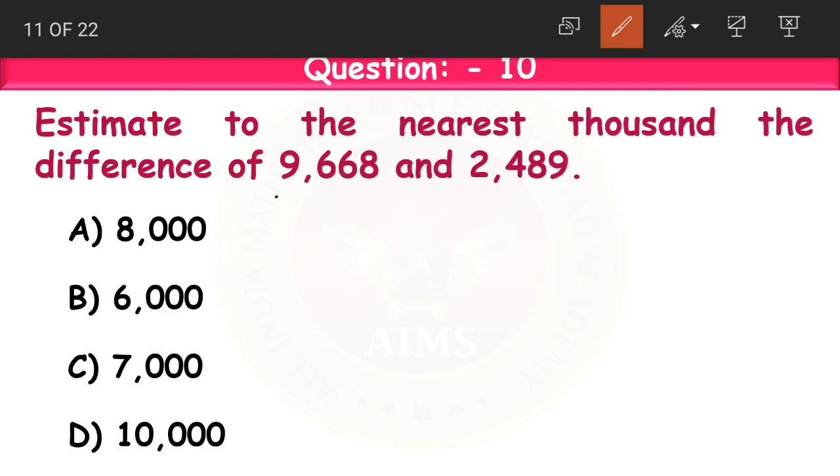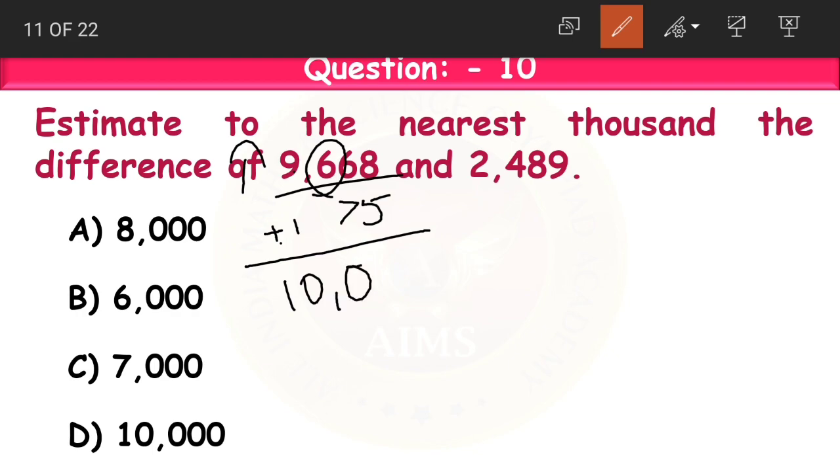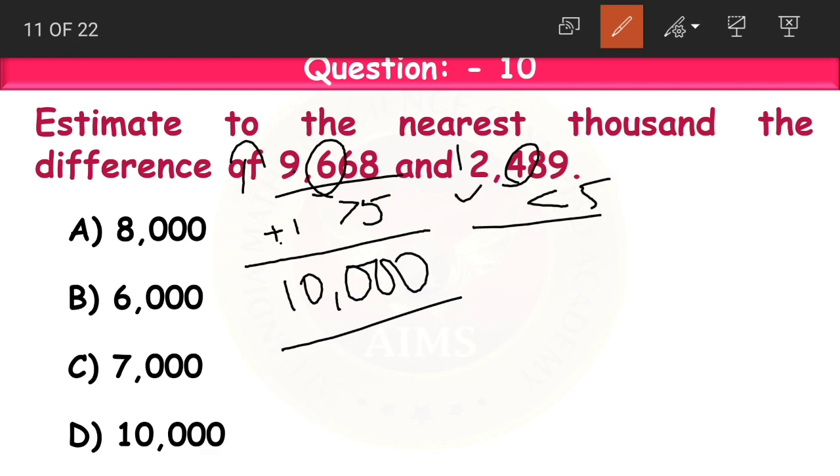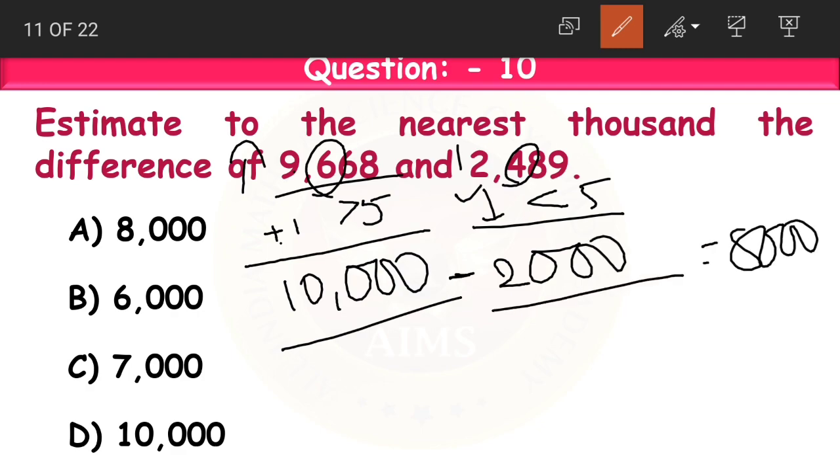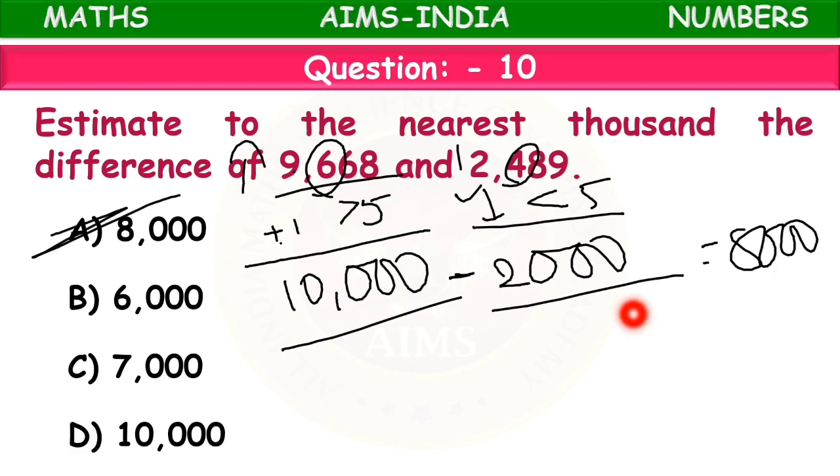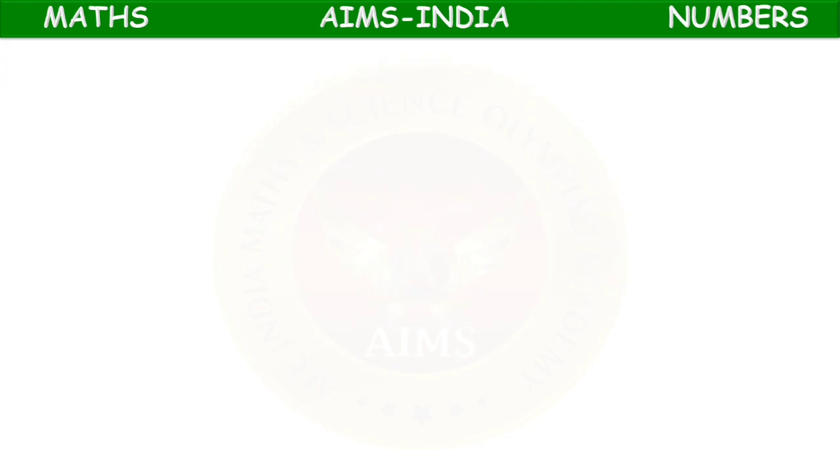The first number is 9,668. Now 6 is in hundreds place. It is greater than 5, so it will be rounded up. That is, we add 1 to 9. 9 plus 1 becomes 10 and then 3 zeros, 10,000. Now here 4 is in hundreds place. It is less than 5, so we round it down. 2 will remain the same and then 3 zeros. So 10,000 minus 2,000 becomes what? Becomes 8,000, which is option A. So option A, 8,000 is the correct answer. It is the estimated difference.